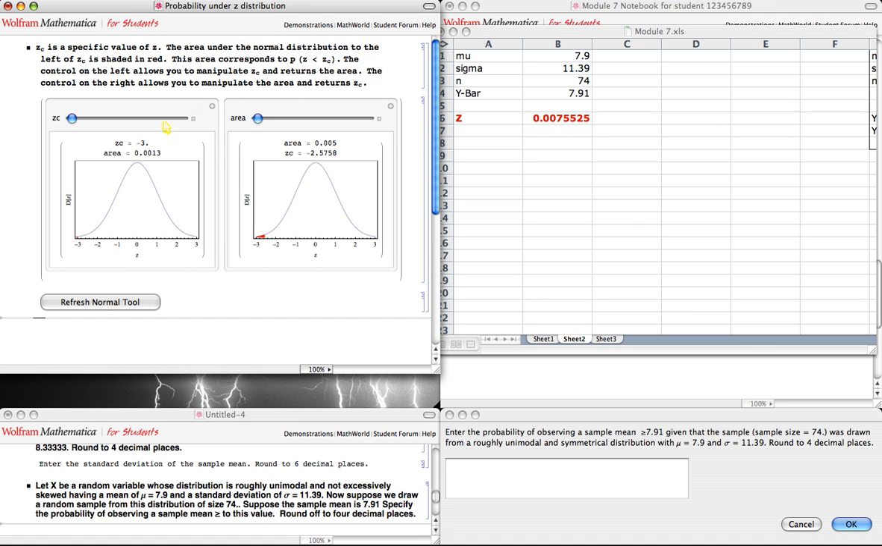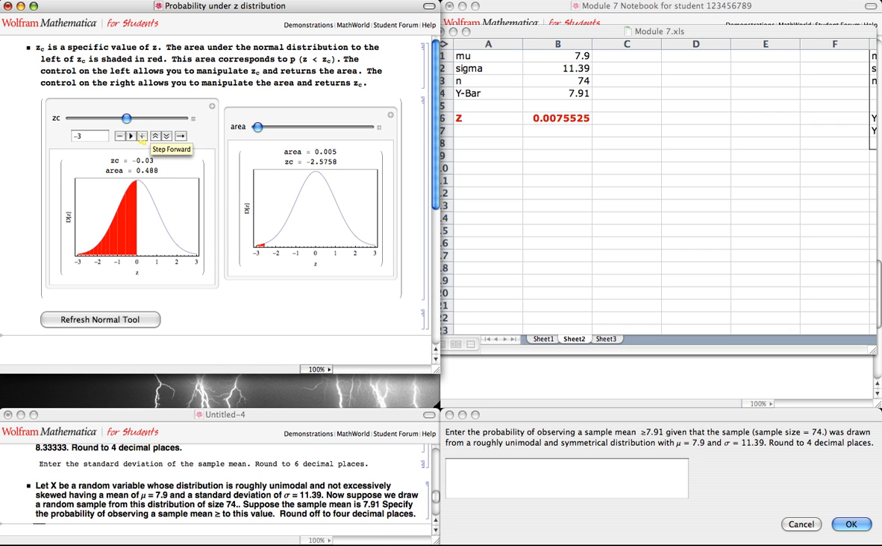So again, you can go here. The odds of getting that mean or higher is equal to the non-shaded region, so 1 minus 0.504 is equal to 0.496.